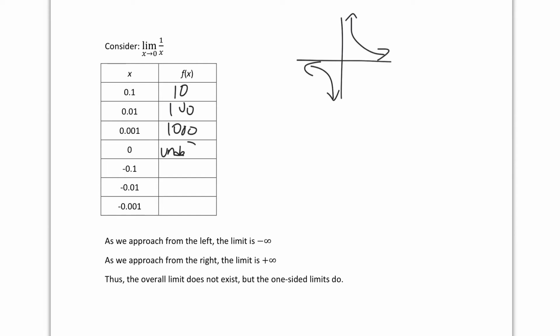0 will be undefined. Negative 0.1 will be negative 10, negative 100, and negative 1,000. Now if you notice here, as we get closer and closer to 0, these values are not getting to the same value. These ones are getting larger and larger and larger. These ones are getting more and more and more negative. In fact, these values couldn't be getting further from each other.